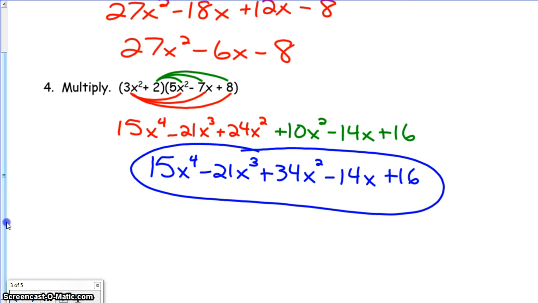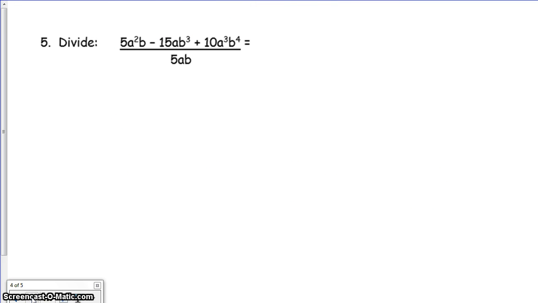Now we're going to go on to division. When we divide, we're dividing our coefficients and we're subtracting our exponents. So if we look at our first, we have to divide everything in the numerator, every term, by what's in the denominator. So first I'm going to take 5a squared b and divide by 5ab. If it helps, you can write it out as a separate fraction.